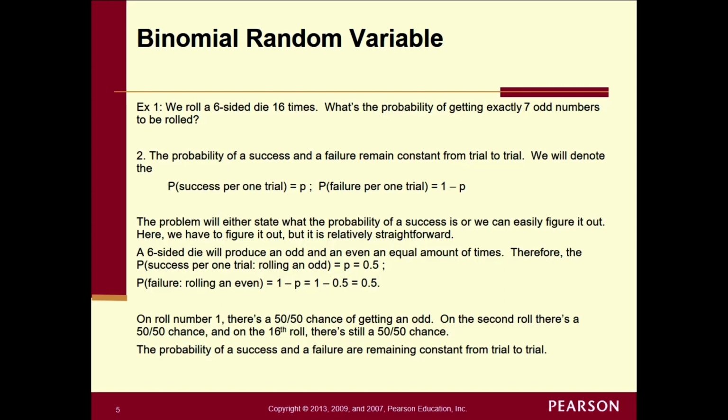So let's think about this. Is that going to change from trial to trial? On roll number 1, there's a 50-50 chance of getting an odd. On the second roll, what is it? It's still a 50-50 chance. And on the 16th roll, what is it? It's still a 50-50 chance. We need that constant probability all the way through all the trials. So the probability of success and failure remain constant from trial to trial, so we have that condition.